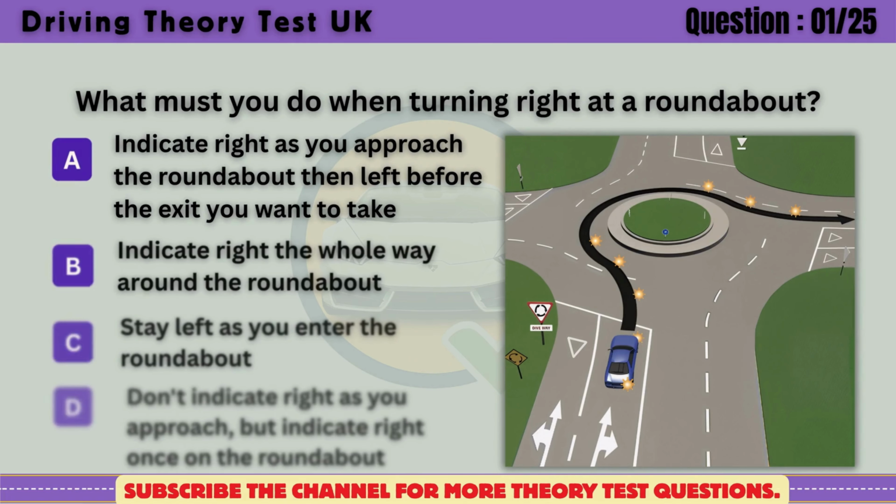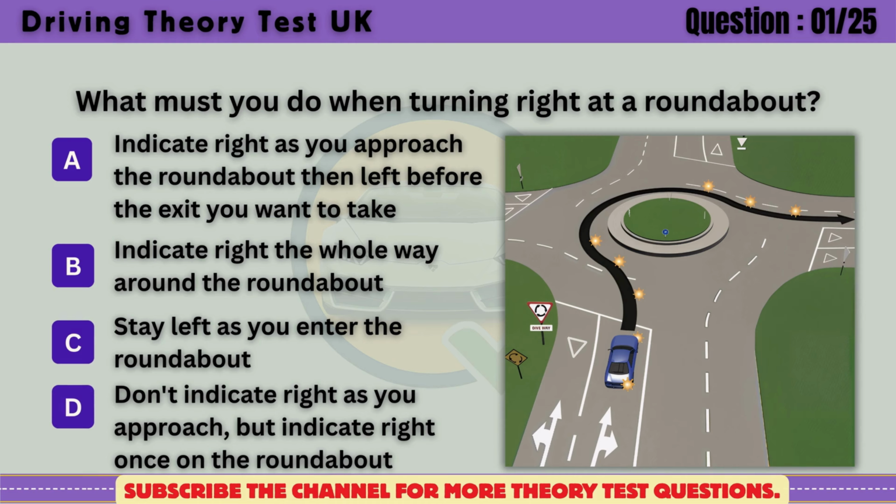Question 1. What must you do when turning right at a roundabout? A. Indicate right as you approach the roundabout, then left before the exit you want to take. B. Indicate right the whole way around the roundabout. C. Stay left as you enter the roundabout. D. Don't indicate right as you approach, but indicate right once on the roundabout.